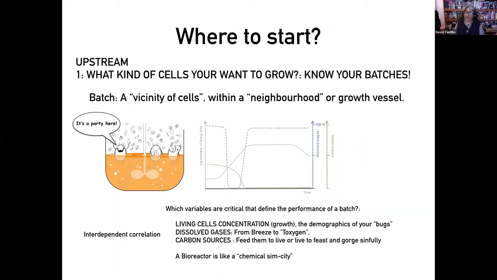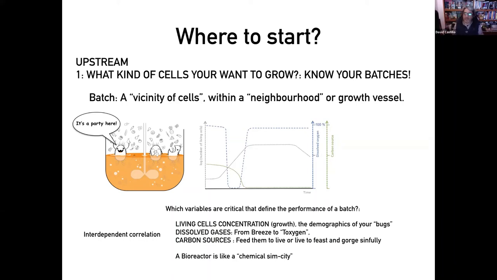But when you are talking about how you're going to scale your cells, and this is all part of planning the upscale, what kind of cells do you need to grow? You need to know your batches. By batches, I'm going to define them as a kind of vicinity of cells, a neighborhood of the grow vessel. The grow vessel is your bag, your flask, or anything where your cells are going to grow. In this case, bacteria. Let's say in a very rich media, like LB media, this could be like a party for them.